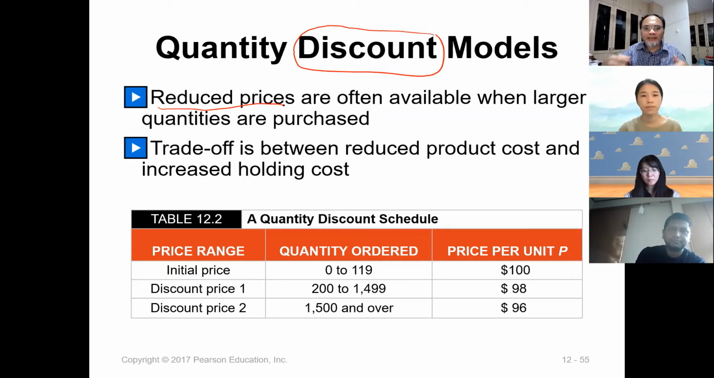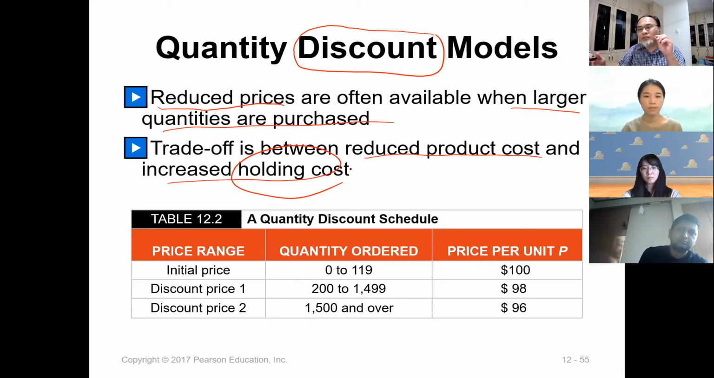So when we buy items as well, buy in quantities, there is a reduced price when larger quantities are purchased, when we buy more. And of course, we need to trade off. There is a trade-off between reduced product cost and increased holding cost. Why? Because when we order more, we are actually having a higher holding cost. We need to keep more. If, for example, you order only 200, that is our normal EOQ. But now suddenly we say, I want to order 500 at a time. So obviously you need to have a place to keep that 300 more.